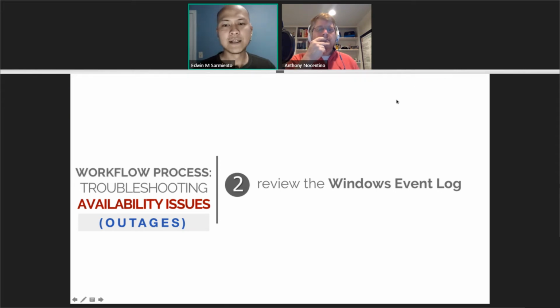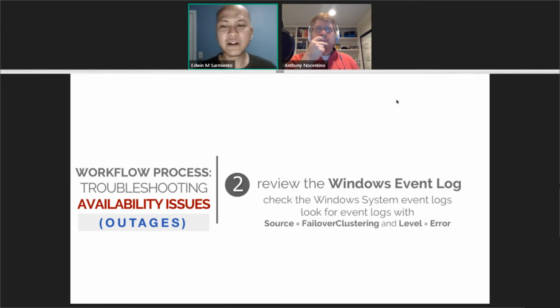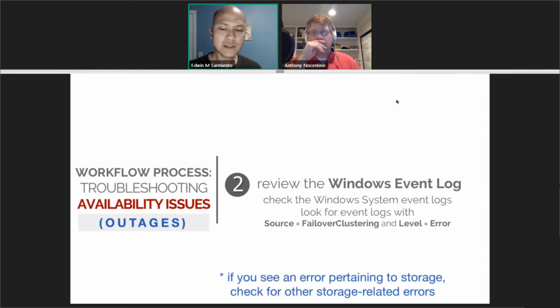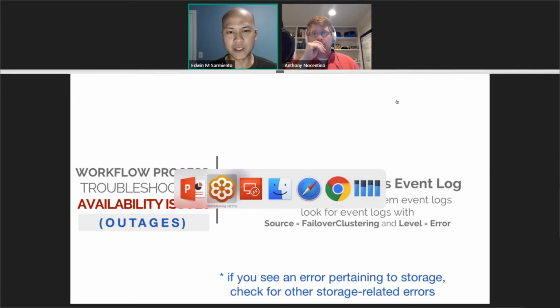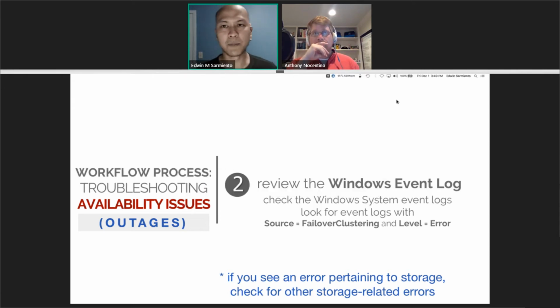So for step 2, this is where I look at the Windows event log, where the source equals failover clustering and the level equals error. The reason I look at this after the dependency report is that if I know it's a storage issue and I can fix it because I'm also responsible for the underlying storage, I need to know what caused the problem. Me being the lazy guy that I am, I use Windows PowerShell to parse through the Windows event log and even the cluster error log.